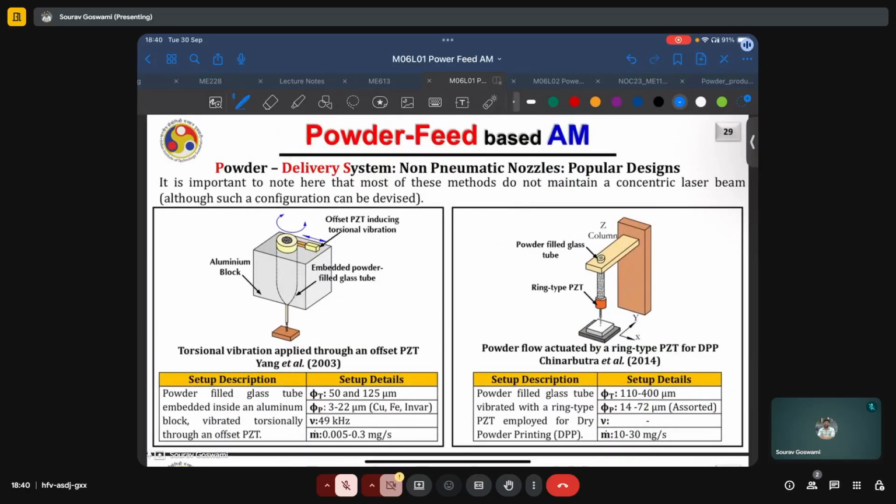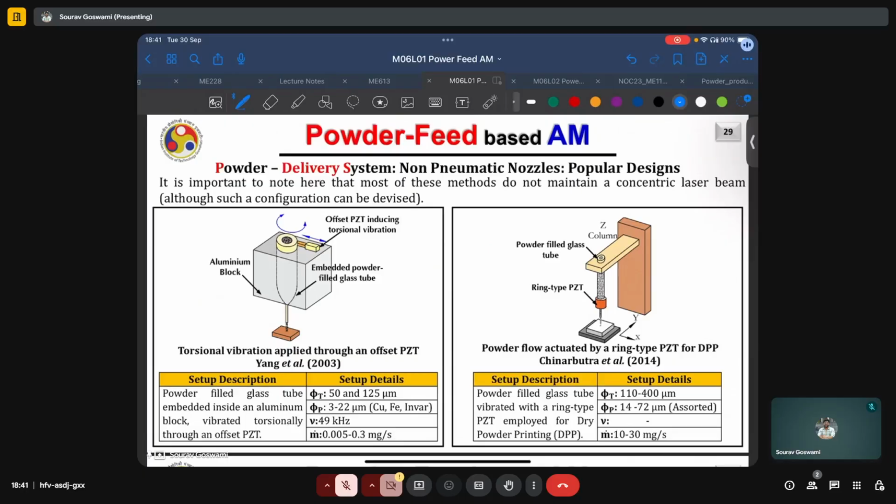And while non-pneumatic nozzles are not typically encountered in commercial machines, a few such designs have been proposed in the literature, and we will discuss them out of academic curiosity. Most of these non-pneumatic nozzles do not maintain a concentric laser beam, although such a configuration can be devised. In this first example here, where torsional vibration is applied through an offset piezoelectric, borrowed from Young et al., we have an aluminum block and an embedded powder tube, which is made out of glass.